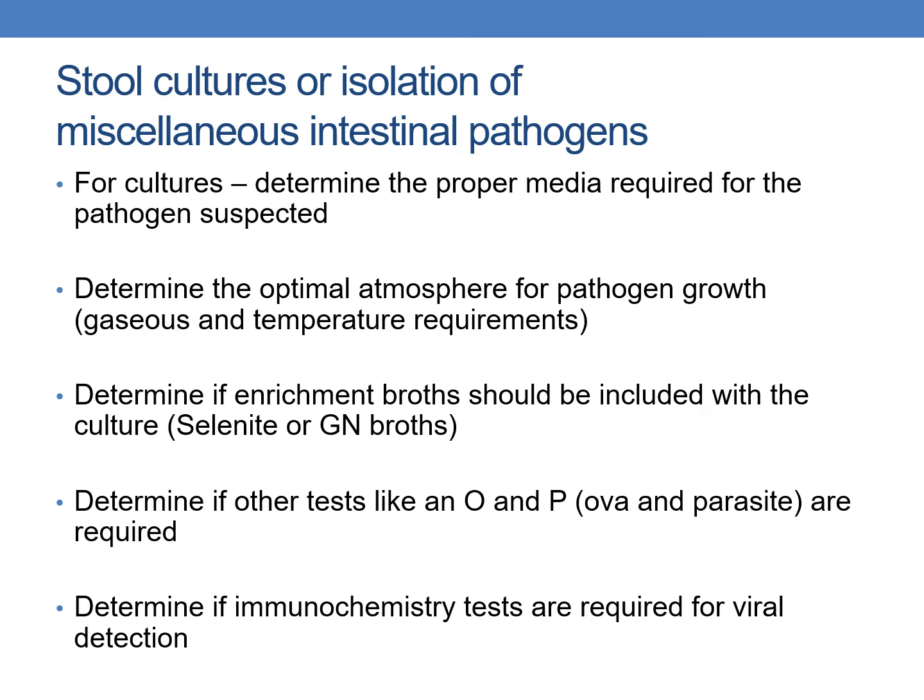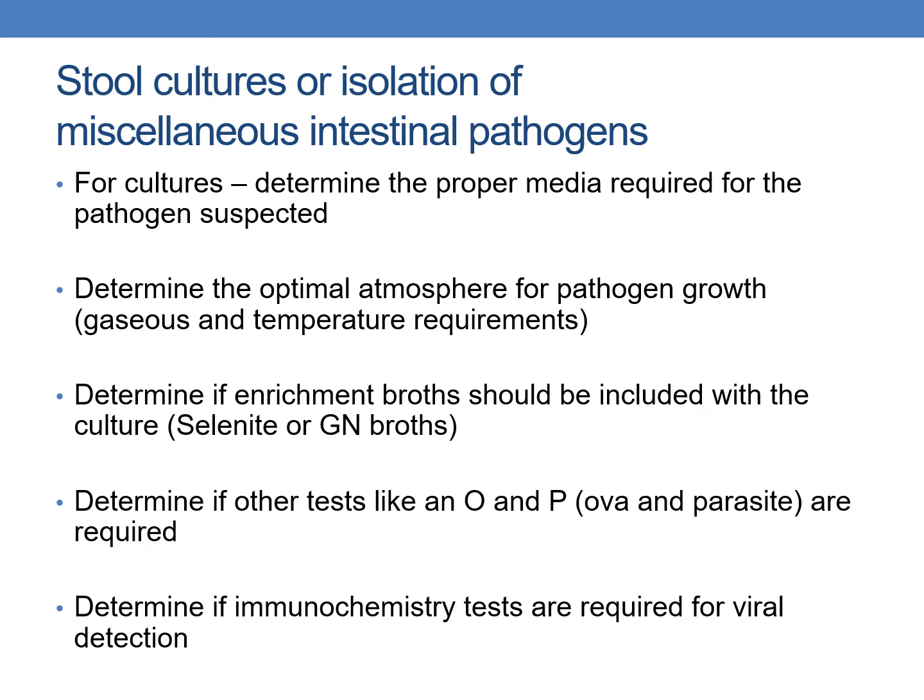We also want to determine the optimal atmosphere for the pathogen growth. If you're dealing with Campylobacter, for example, we want to make sure that it gets into a microaerophilic environment. We always want to make sure that the temperature is correct as well. For example, most human pathogens grow at 35 degrees, which is body temperature, but certain organisms like Campylobacter can grow at 42 degrees.